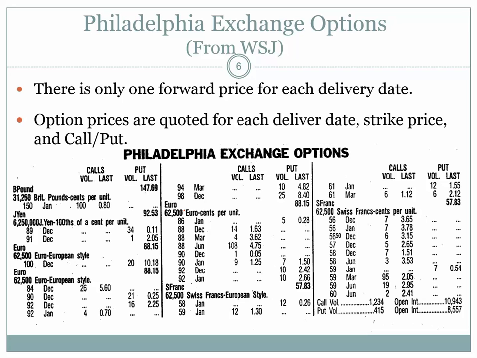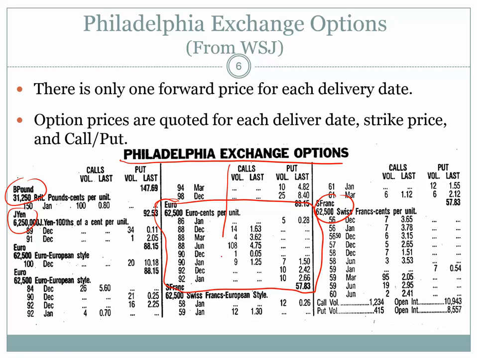This is a really old chart from the Wall Street Journal, but it gives you all the basics you'll see on the internet today. This talks about the prices of options on the Philadelphia Exchange. So we have pounds and yen and Swiss franc, but let's look at the euro for now. Now notice this is a much busier chart than looking at forwards and futures, because one, there's a price for a call, and two, a price for a put.